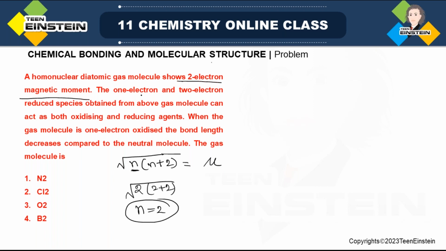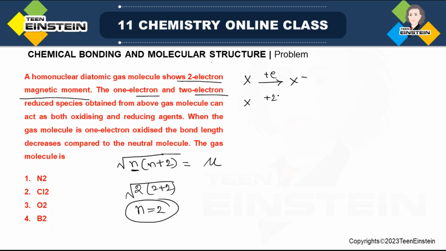Next information given, the 1 electron and 2 electron reduced species. So suppose the species is X. I don't know what this species is. It may be N2, Cl2, O2 or B2. 1 electron, 2 electron reduced species. That means when it is gaining 1 electron, it will be converted to X minus.